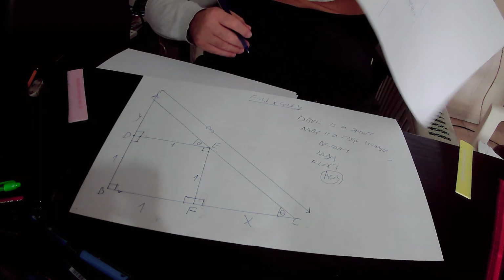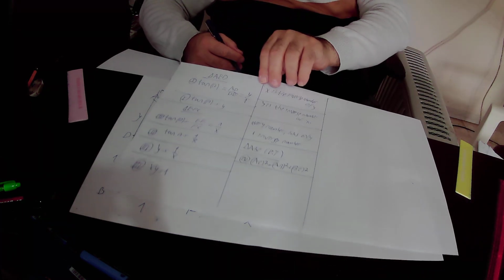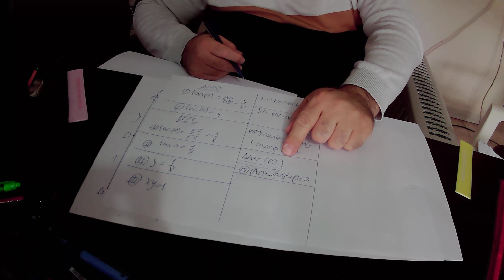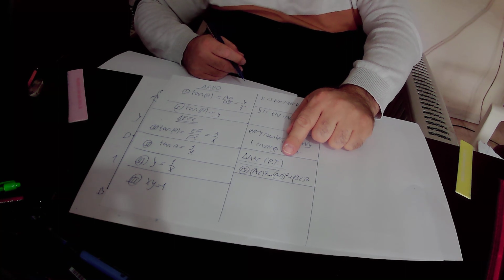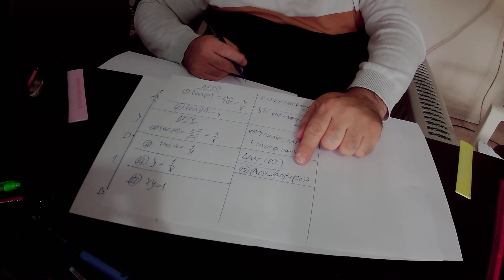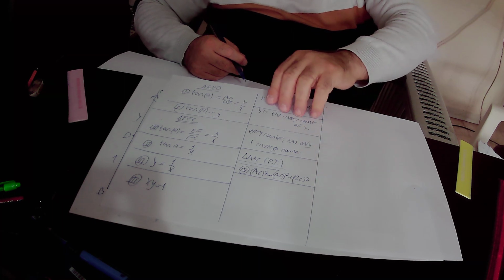I repeat again. In the right triangle, triangle ABC, according to the Pythagoras theorem, the letters P and T are the abbreviation for Pythagoras theorem. According to the Pythagoras theorem, the square of the hypotenuse equals the sum of the squares of the perpendiculars, that is to say, AC square equals AB square plus BC square.